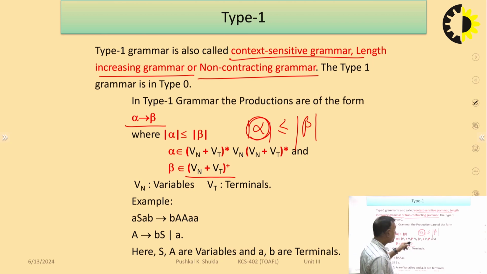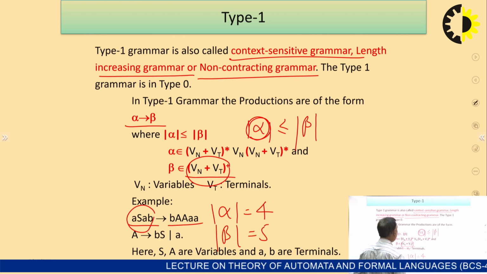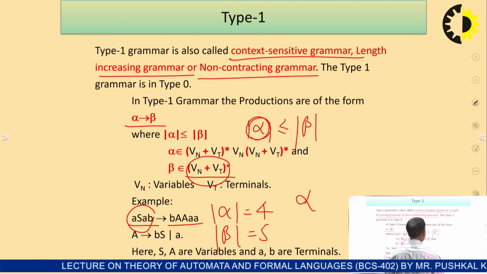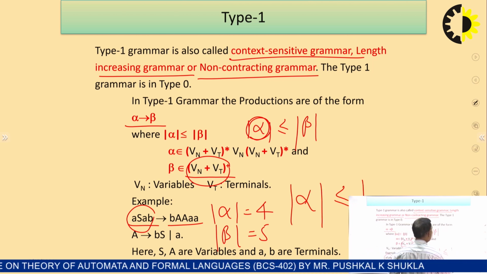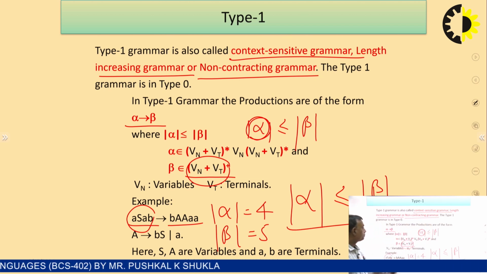Epsilon is not allowed here. This is, for example, AB. Here alpha has length 4 and beta has length 5, and we see that mod alpha is less than or equal to mod beta. So this condition is going to be satisfied here.